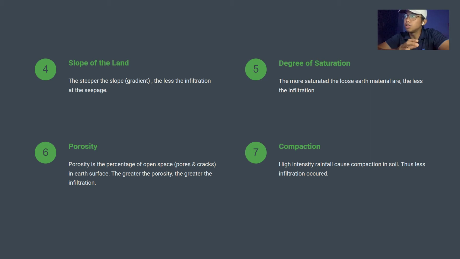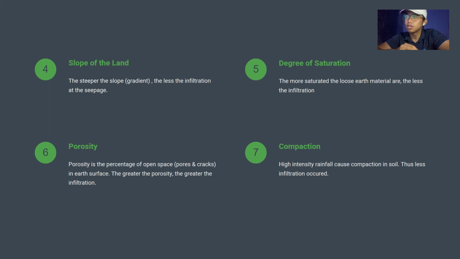The next one is the degree of saturation. The more saturated the loose earth materials are, the less the infiltration. Number 6, the porosity. Porosity is the percentage of open space, which is pores and cracks in Earth's surface. The greater the porosity, the greater the infiltration. This is because greater porosity means there are a lot of holes. So the holes make the water able to flow. So the higher the porosity, the higher the infiltration.